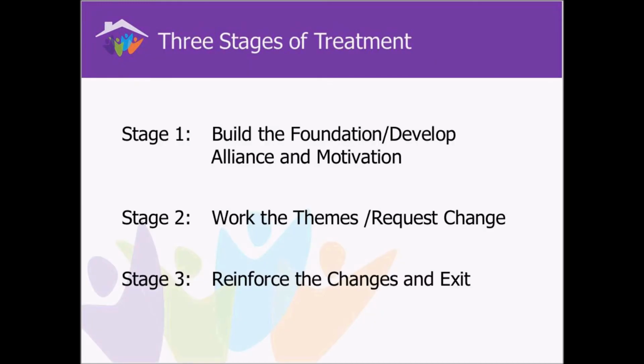I said the domains, adolescent, parents, family, and community, are worked simultaneously in 3 stages: 1, 2, 3. Stage 1 is relatively short, and we focus on the foundation of therapy, developing therapeutic alliances with the teen, the parents, other family members, and school personnel, court, and probation officers if they're involved. Stage 2 is the largest hunk of MDFT, where we work the themes and request behavioral change. That's where most of the action is. And then stage 3 is the end. Usually we start working this way in the last 4 to 6 weeks before anticipated discharge, and that's where we reinforce those changes and prepare for exit or termination.